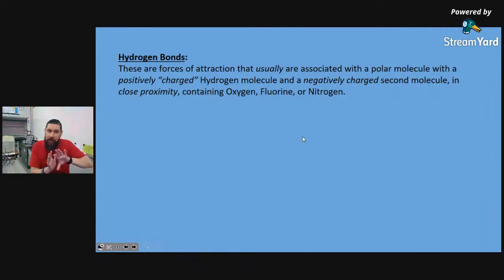In other words, electrons have been pulled away from that hydrogen, like in water, water being a polar molecule. As the electrons are pulled away from the hydrogen, that hydrogen becomes positively charged. It's actually just a region of positive due to, again, polarity. But you've got that one molecule with that positively charged hydrogen, and it's in proximity to a second polar molecule that is negatively charged. And in that second molecule, you have to have oxygen, fluorine, or nitrogen.